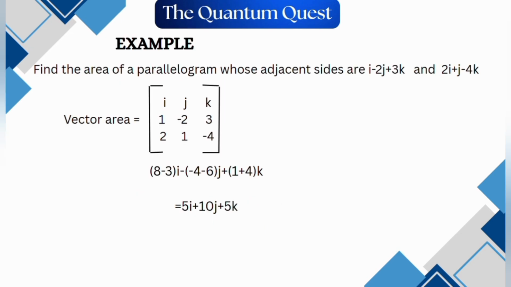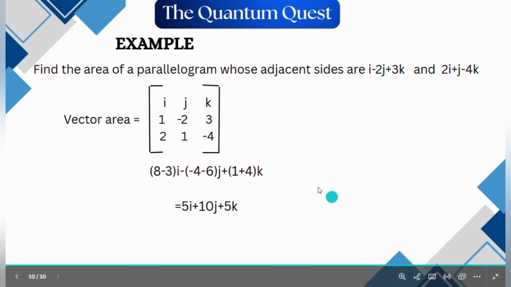Find the area of a parallelogram whose adjacent sides are i minus 2j plus 3k and 2i plus j minus 4k. Here, two vectors are given. First vector is i minus 2j plus 3k and the second vector is 2i plus j minus 4k. So we can find the area using the determinant method. In the first row, write the unit vectors i, j, k and in the second row, write the coefficients of the first vector, that is 1, minus 2 and 3. In the third row, write the components of the second vector, that is 2, 1 and minus 4.